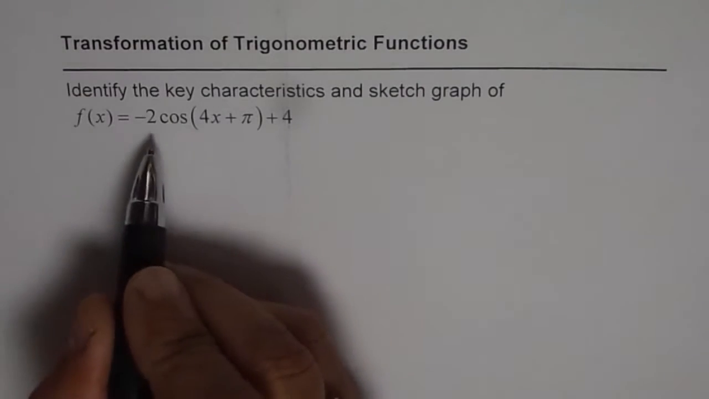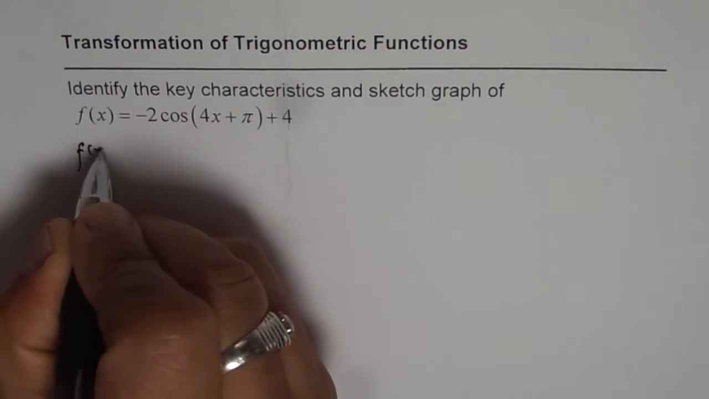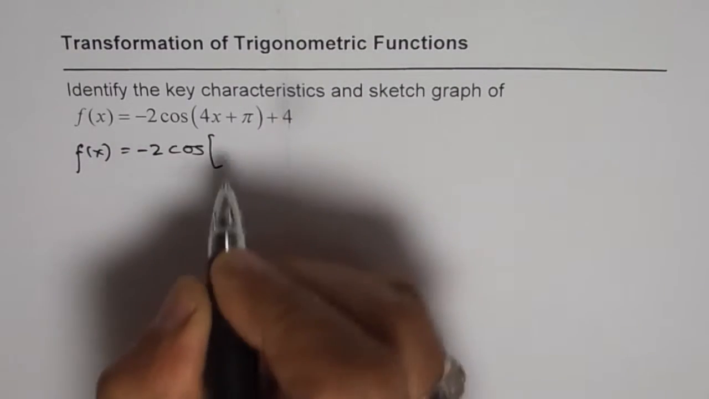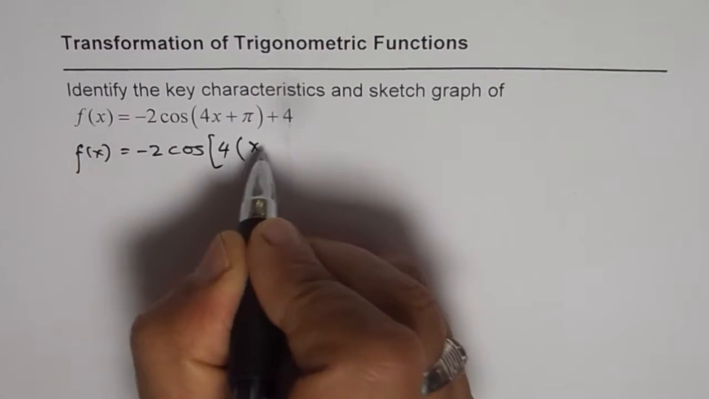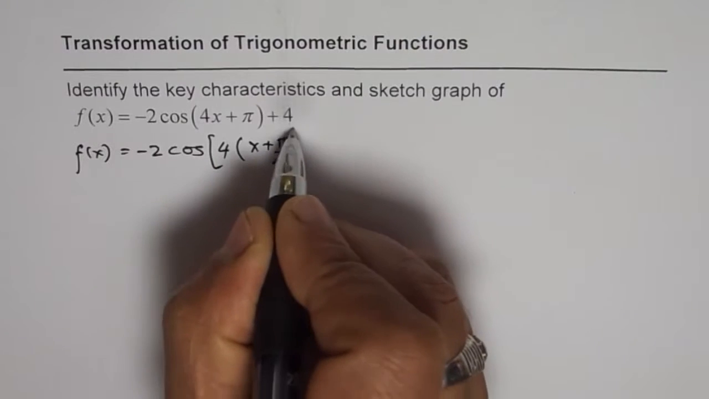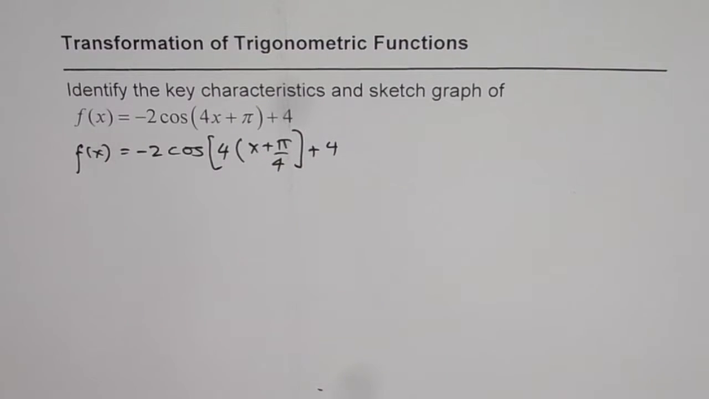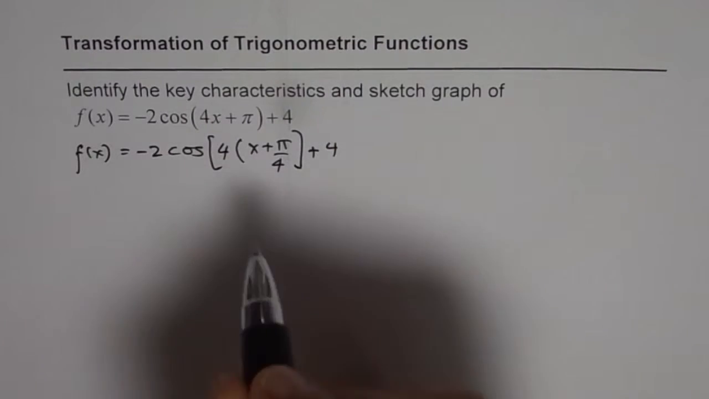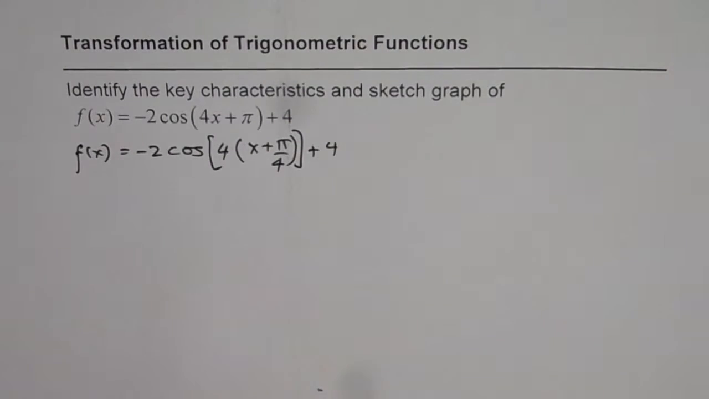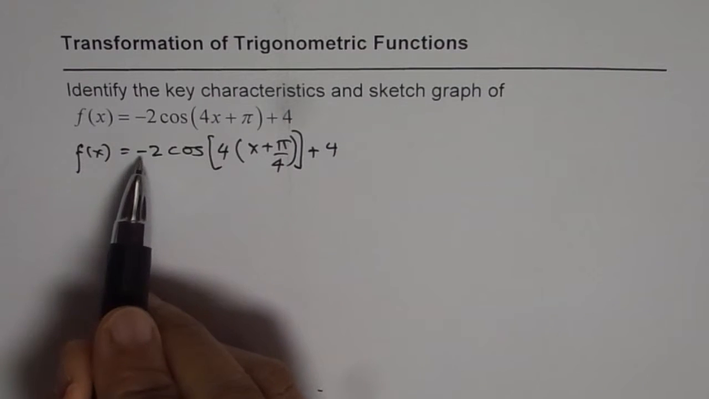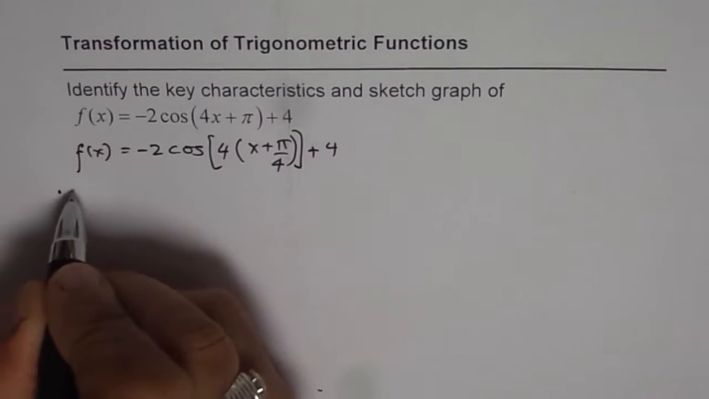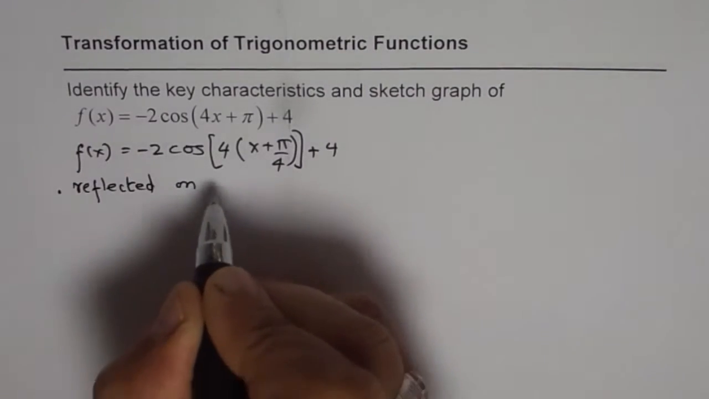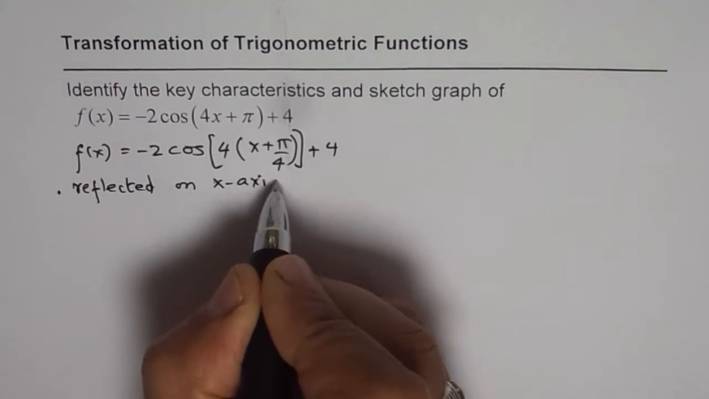Now let me rewrite this function as f of x equals minus 2 cos of, I can factor out 4 here and get x plus pi by 4, plus 4, right? Now it is very important to factor 4 so that you can clearly see what is horizontal translation, right? Now from here we can say that the graph is reflected on the x-axis, that is the first part.